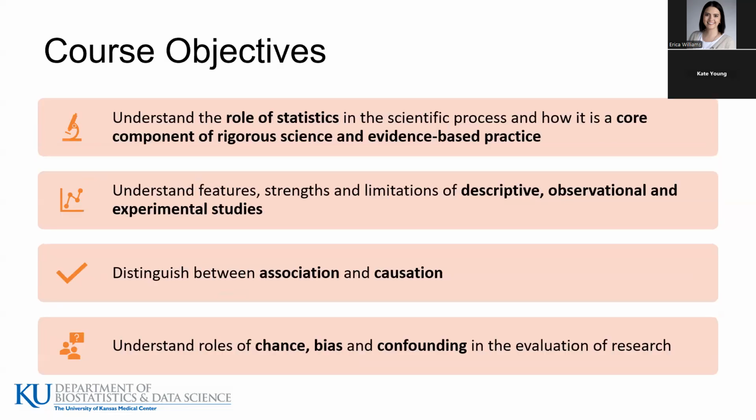So the objectives of this course are, one, to understand the role of statistics in the scientific process and how it is a core component of rigorous science and evidence-based practice; to understand the features, strengths, and limitations of descriptive, observational, and experimental studies; to distinguish between association and causation; and to understand the role of chance, bias, and confounding in the evaluation of research.